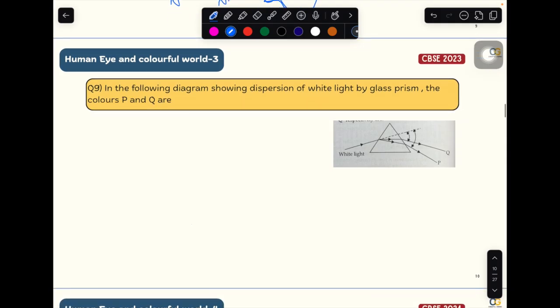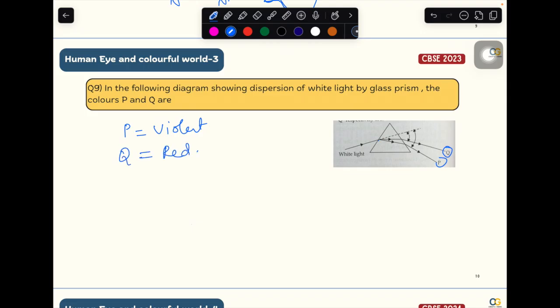Now let us answer one of the questions on prism. The following diagram shows dispersion of white light by a glass prism. The colors of P and Q are. As you see, white light is thrown and P has bent the most and Q has bent the least. So which color bends the most? Violet color bends the most and red color bends the least. So P is violet and Q will be red.